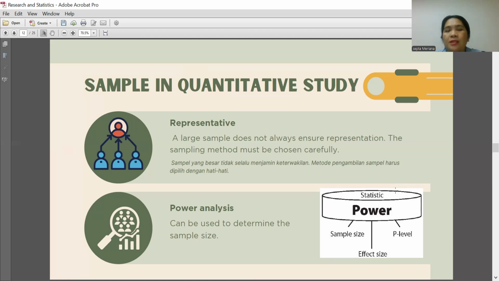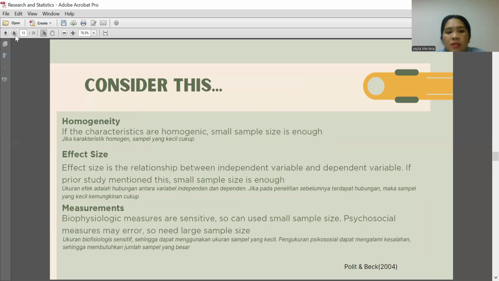The power means the power of the study. The power increases when we increase the sample size. If we increase the sample size, it increases the power of the study and better represents the population. That's the meaning of power. And consider this. The first one is homogeneity. If the characteristics are homogeneous, like I said before, they are nursing students, in the second year, in the same islands, you can use a small sample size because the population is homogeneous.